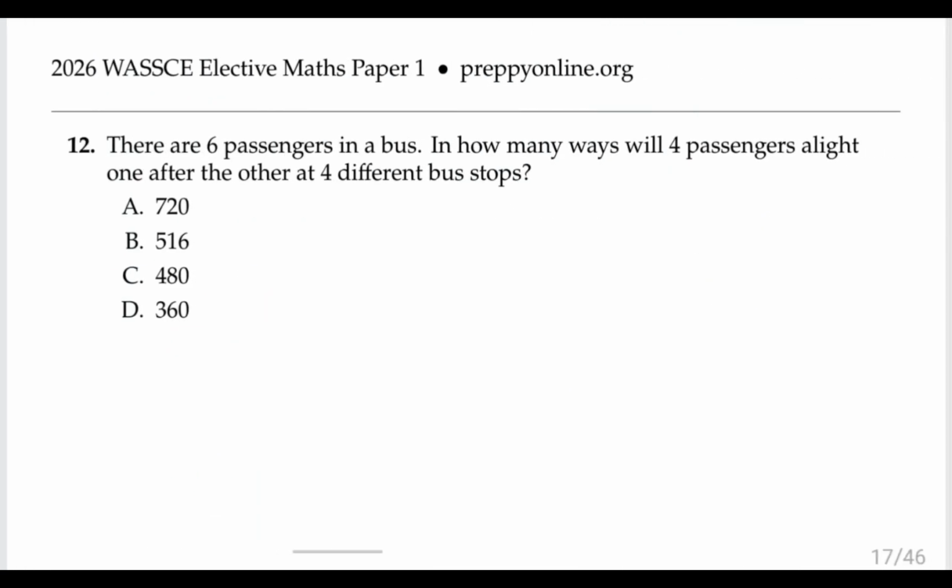Question 12. There are 6 passengers in a bus. In how many ways will 4 passengers alight, one after the other, at 4 different bus stops? So we have 6 passengers.